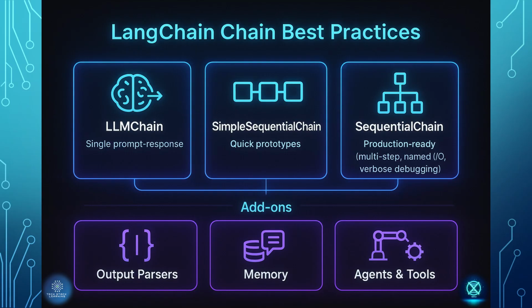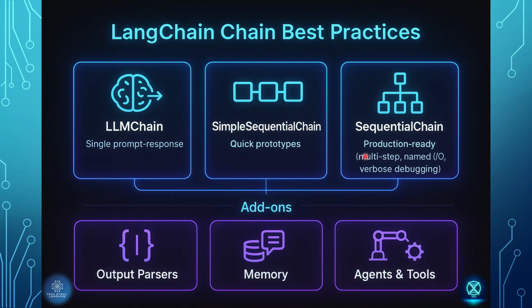Okay, so what are the best practices to be followed while using these types of chains? When we have to use the LLM chain, whenever we need a single prompt response, that is where you use the LLM chain. But when you want quick prototypes, then you can use the simple sequential chains. And these sequential chains are majorly for production-ready, multi-step, named output, verbose, and debugging.